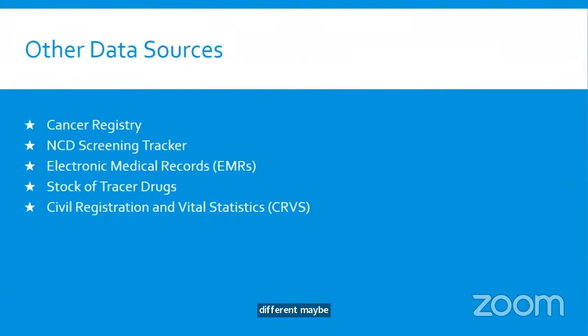Maybe going over to other systems which are used apart from the main HMIS. There is a cancer registry. This is also based on DHIS2. There is NCD screening community, which is specifically for hypertension, diabetes. This is DHIS2 as well. But there is an electronic medical records module for NCDs, which is used in health facilities. This currently is not integrated with any of these. There is a stock of drugs, and there is a CRVS, which has all deaths individually.